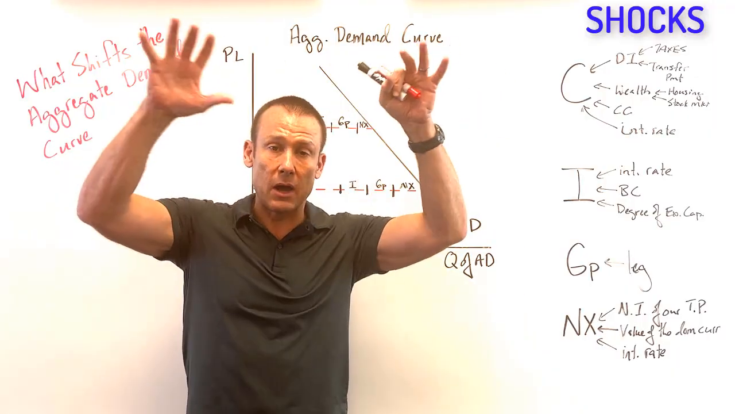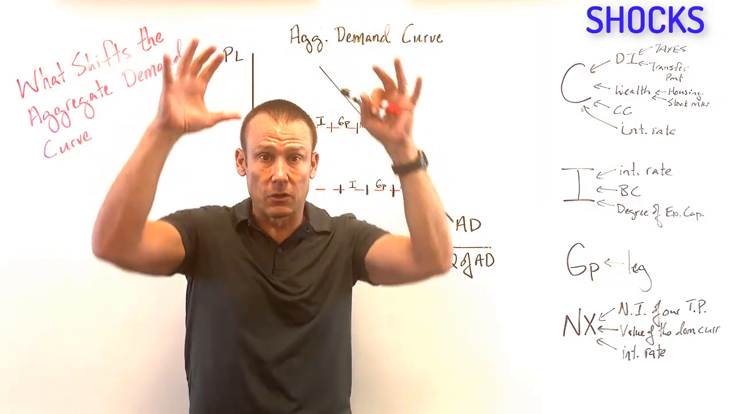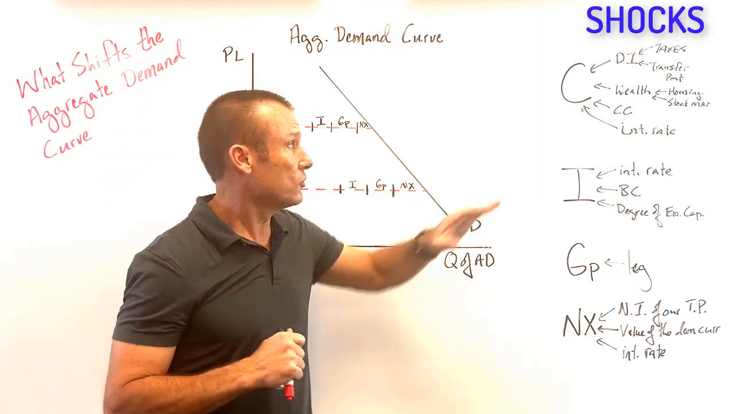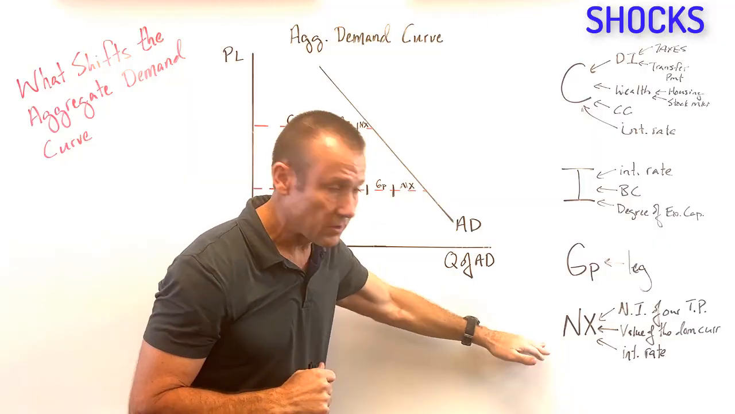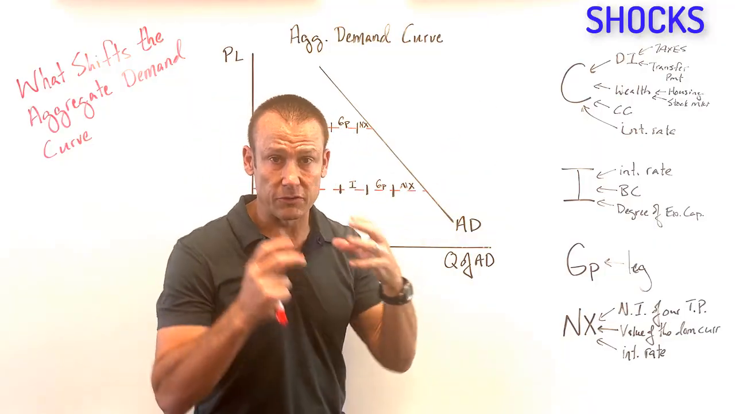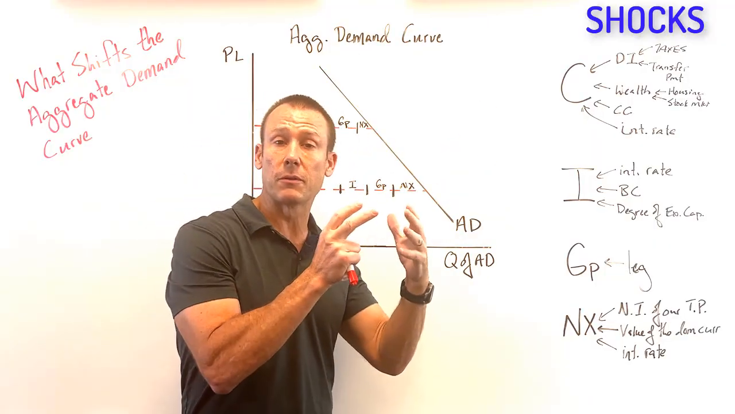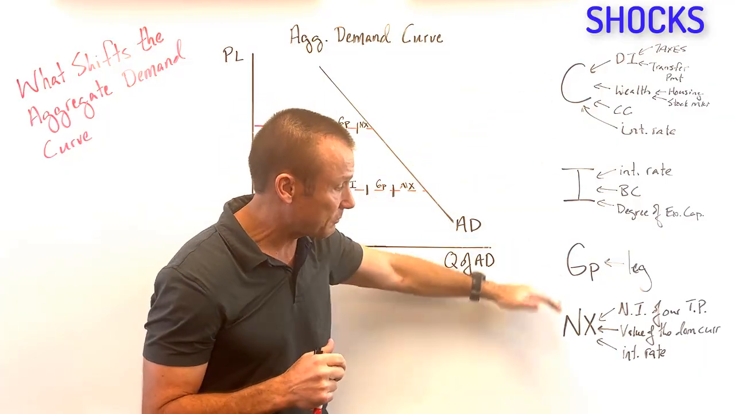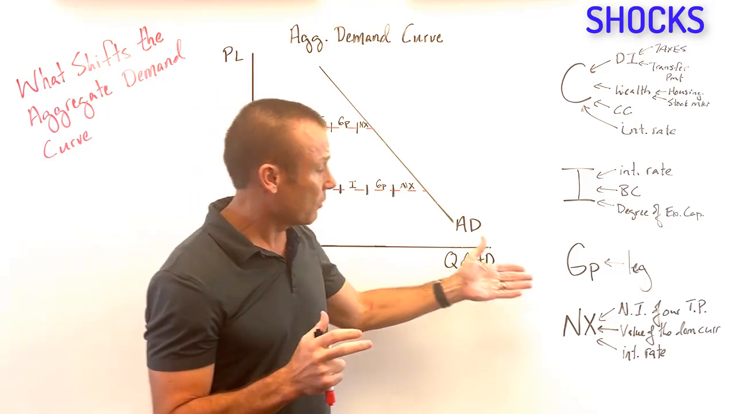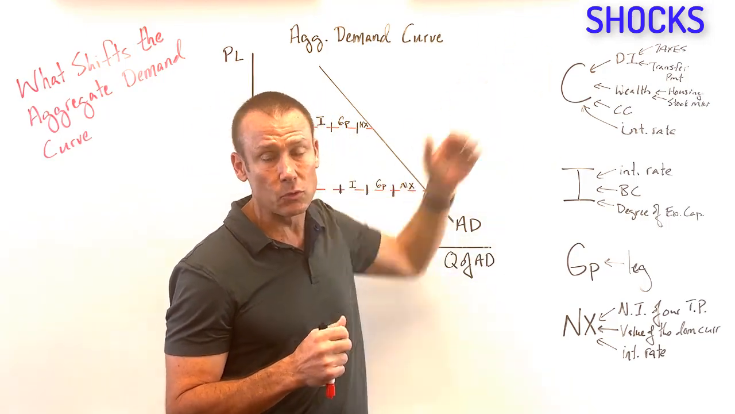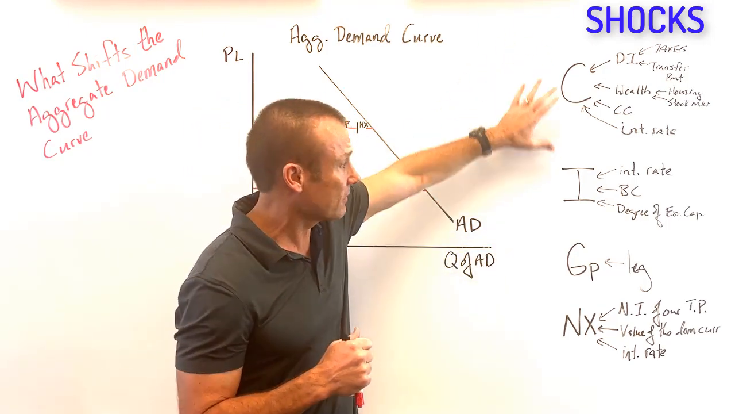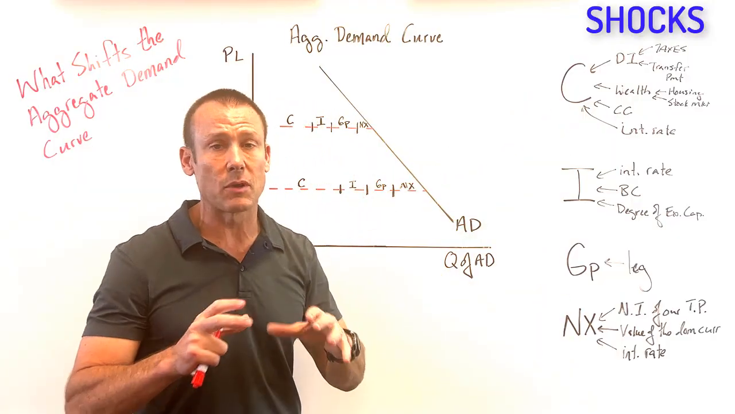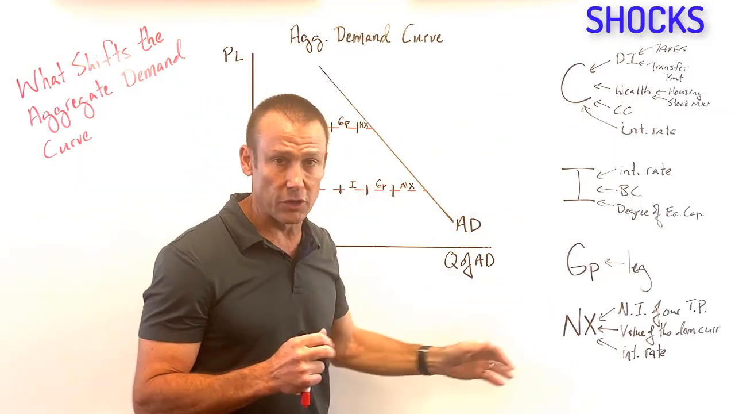Never try to memorize the determinants of AD. Instead, go down one level from aggregate demand to consumption, investment, government purchases, and net exports, and just think to yourself, what other than changes in the prices of goods and services, the price level, is going to cause each of these types of spending to change? And I want you to get to the point that this is absolutely common sense. Yeah, this is common sense. Not a big thing to be memorized, something that could be understood.